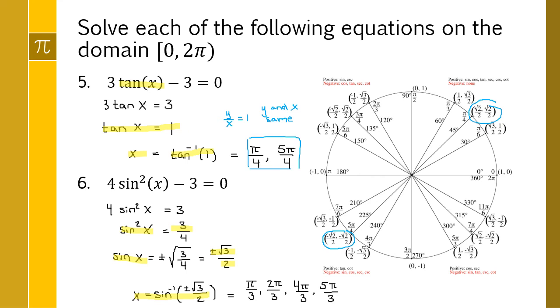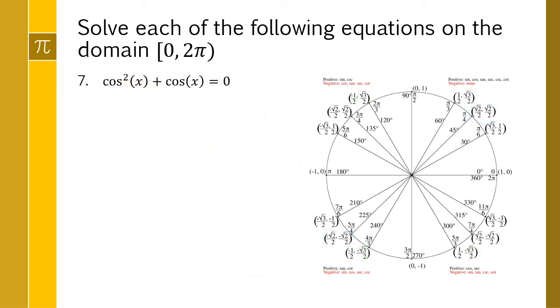Sine corresponds to the y value, so we're looking for places on the unit circle where the y coordinate is equal to either positive or negative root 3 over 2. And that happens here at pi over 3, here at 2 pi over 3, and then if the sign can also be negative, down here at 4 pi over 3 and 5 pi over 3. So all four of those angles are solutions to the equation.